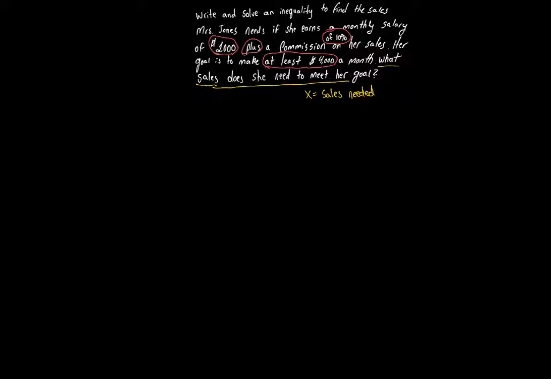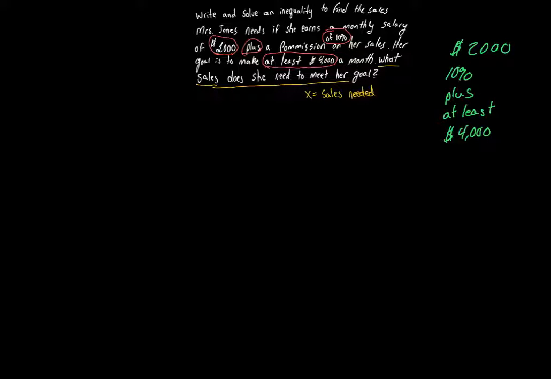So I'm going to take another approach here, see what I have. I have $2,000 that she gets. I have a 10% commission. I have plus, at least, and 4,000. And now it's my job to use everything that I've written there in green to write an inequality to answer the question, what sales does Mrs. Jones need to meet her goal?